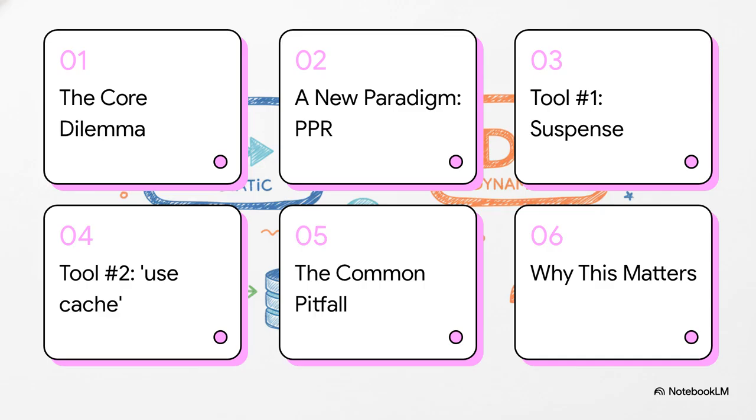So here's our roadmap. We're going to start with that core dilemma, speed versus freshness. Then we'll introduce this brilliant new solution from Next.js called Partial Prerendering. After that, we'll get our hands dirty with the two main tools you need to know, Suspense and Use Cache. We'll cover the one common mistake you're almost guaranteed to run into, and then we'll wrap it all up with why this is such a huge deal.